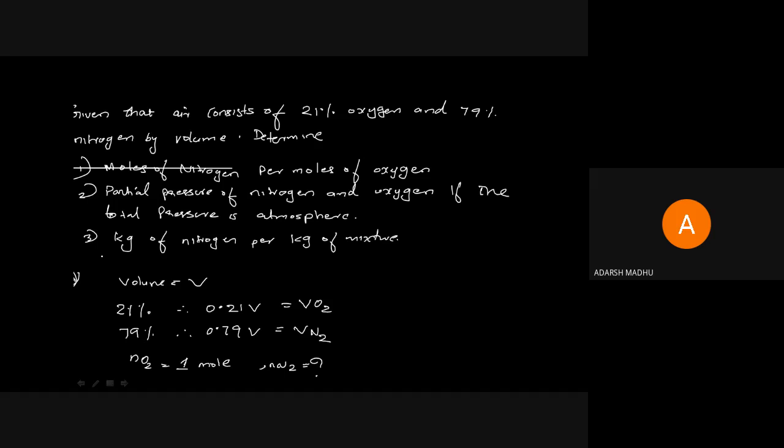The only equation we have is PV equals nRT. Depending on the question, we can take PV equals n R0 T, or R bar T, where R0 is the universal gas constant, 8.314. So this is the only equation we have.